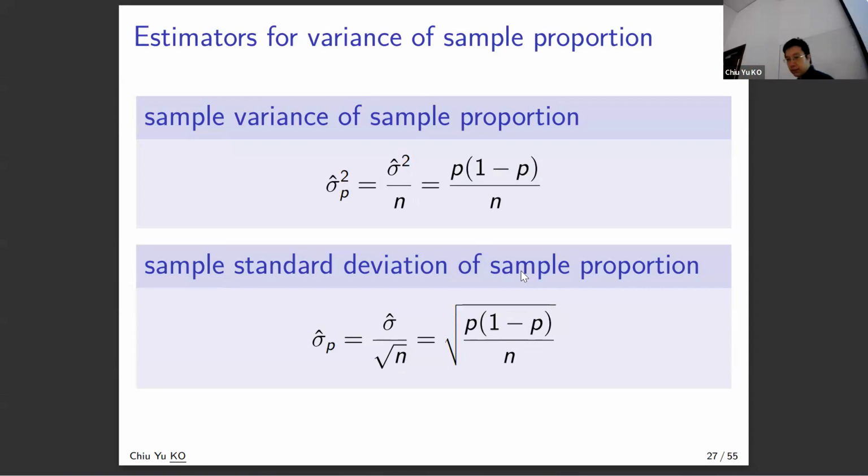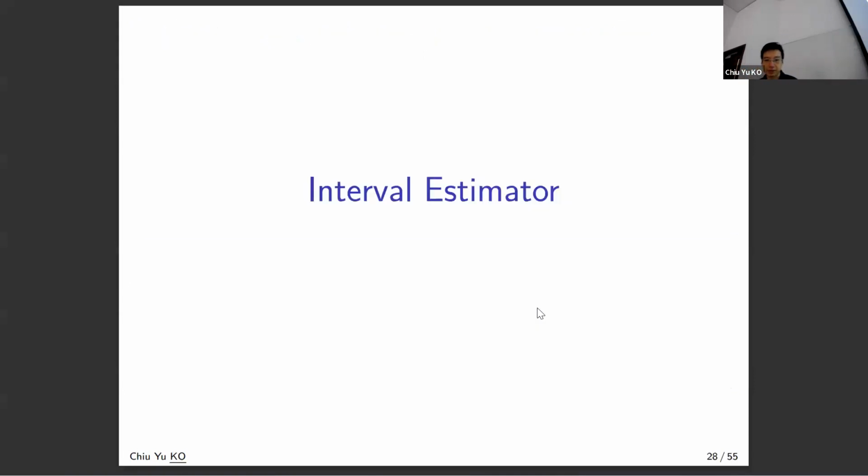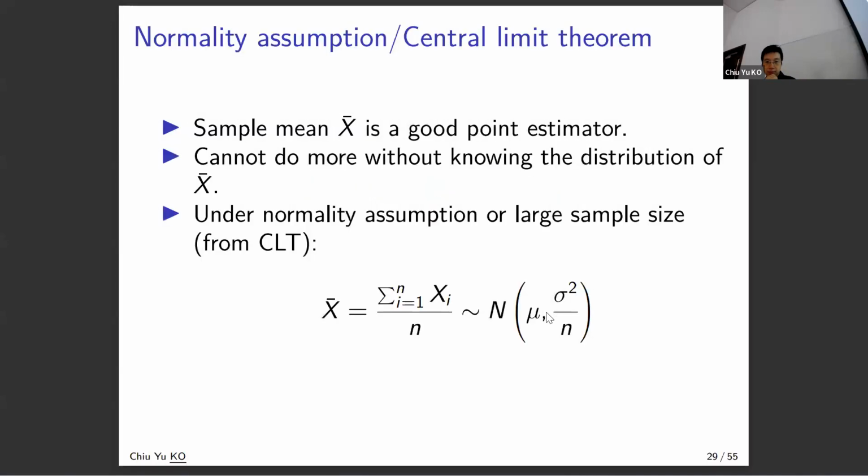Now, I guess it's a good time to talk about the next one before break. I will give you the idea of what we are doing. We'll justify that. Interval estimator. And we will no longer talk about variance. We just focus on the mean. Okay, we're gonna focus on the mean.